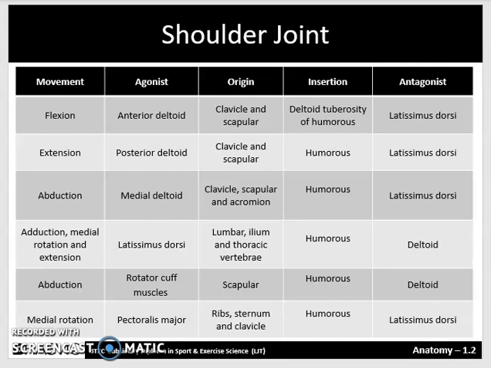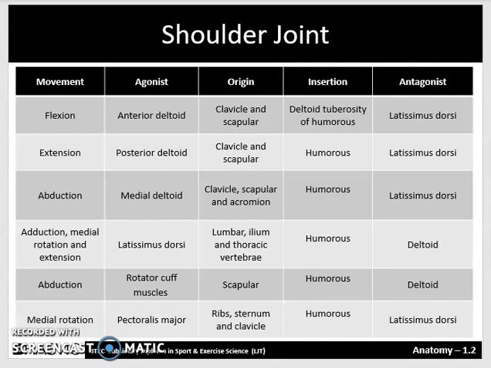When the agonist is latissimus dorsi, the movement will be adduction, medial rotation, and extension. The origin will be the lumbar vertebrae, ilium, and the thoracic vertebrae. The insertion will be the humerus once more, and the antagonist will be deltoid.